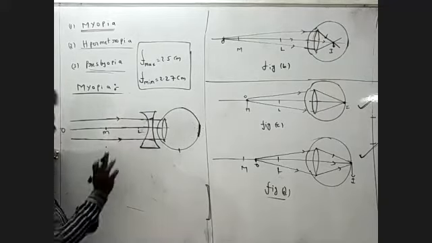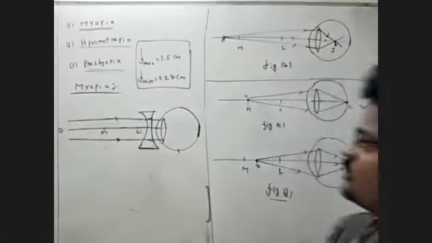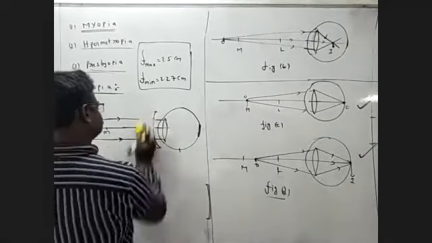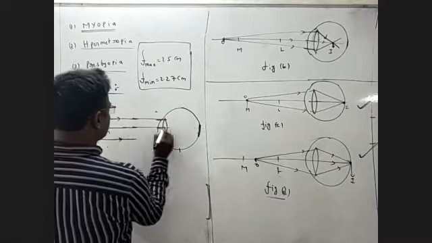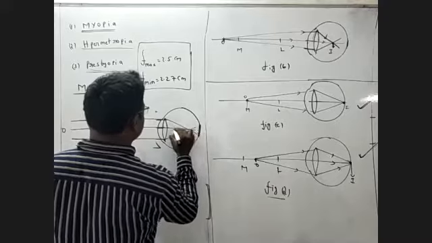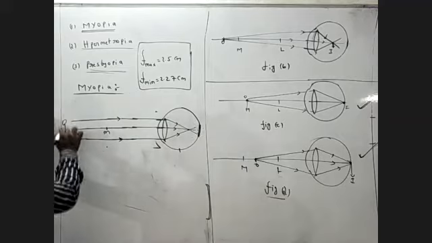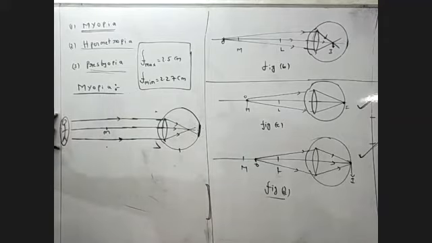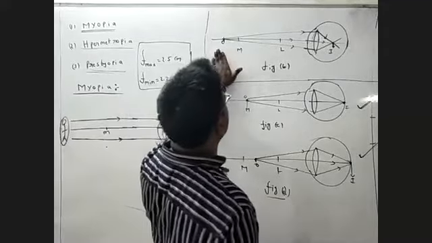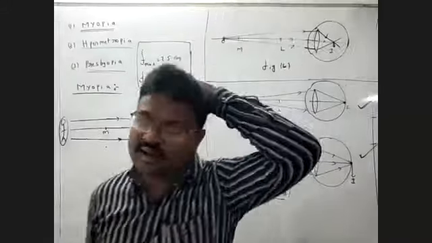Now, how can I rectify the problem? What is the problem? Suppose, for example, how can we correct the problem? I'm going to explain. The object is at infinity. The image is not formed on the retina. The object is behind the point. The image is not formed on the retina.